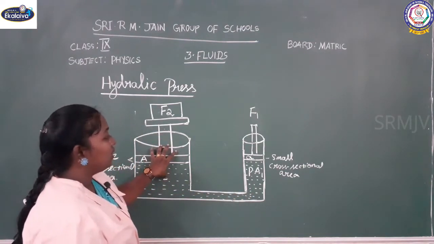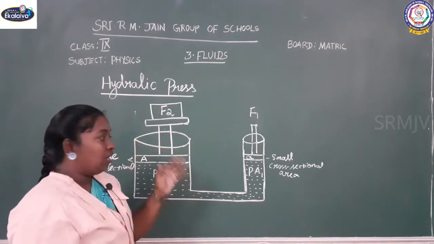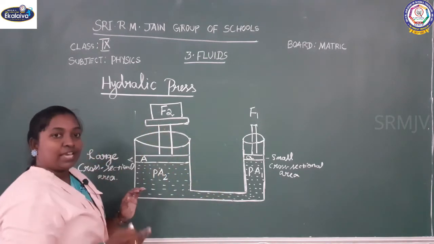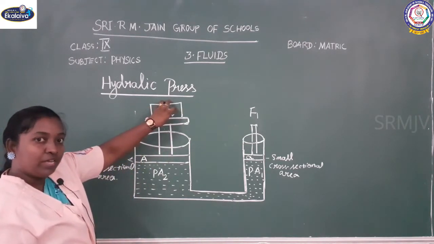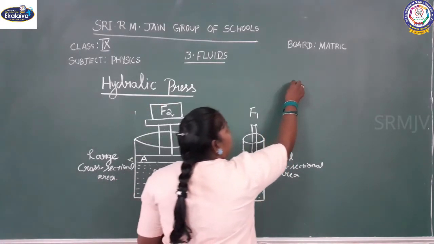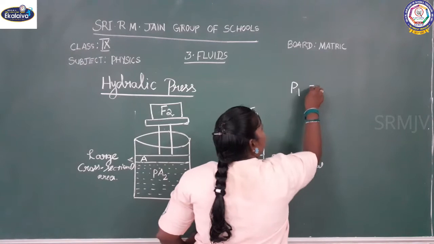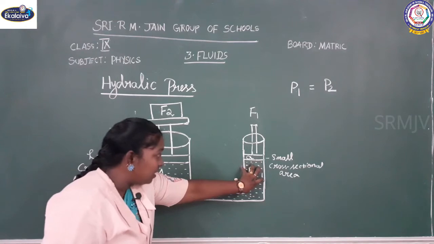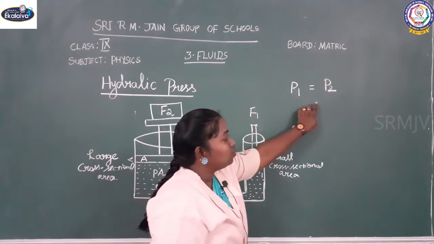So how can we measure it? When the pressure on both sides is equal, is it possible to lift? Definitely not. F2 should be greater than F1, and only then can this object be lifted by this cylinder, isn't it? So how do we measure the force F2? We can measure it according to Pascal's law. The pressure given here is P1, which is equal to P2. The same amount of pressure is transmitted to this cylinder also. So P1 equals P2.